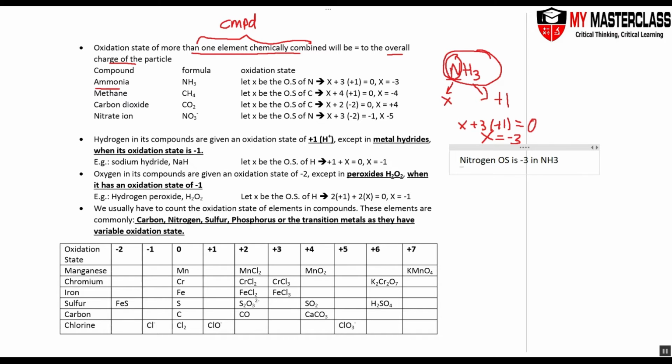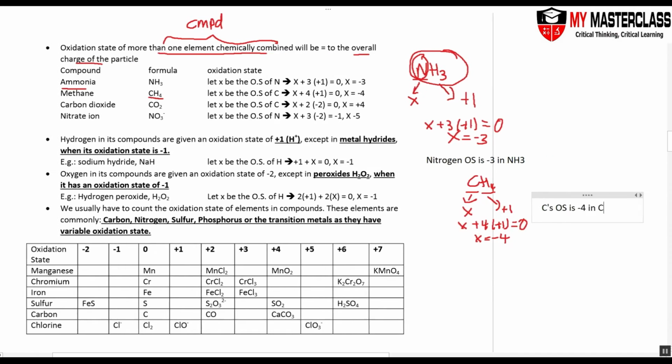in NH3. In methane, CH4, for example, using the same idea, hydrogen is always +1. C is what I am trying to count now, X. So X plus 4 times +1 gives me 0 because the whole CH4 is neutral. So X equals -4. Same idea as I was explaining, carbon's oxidation state is -4 in CH4.